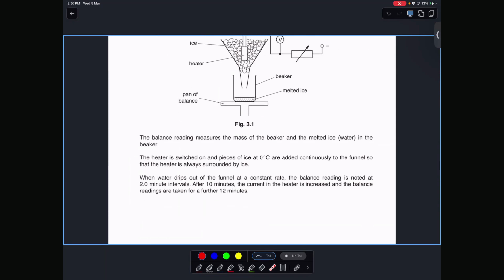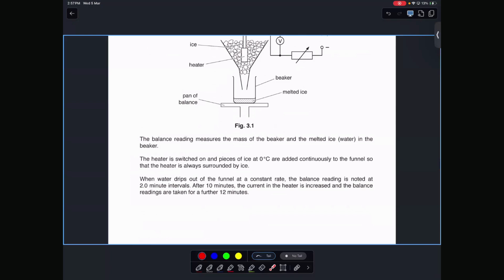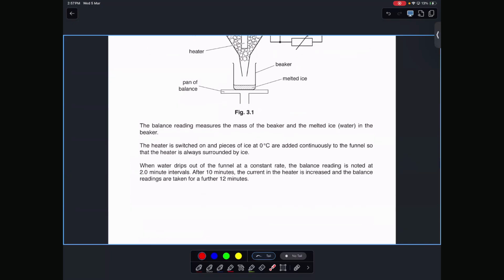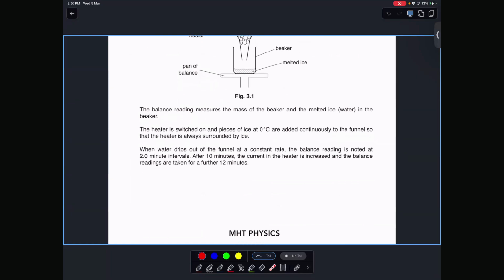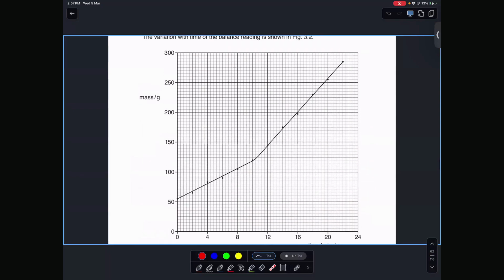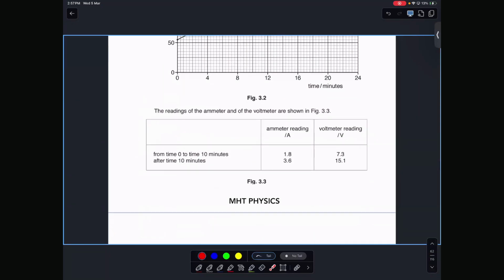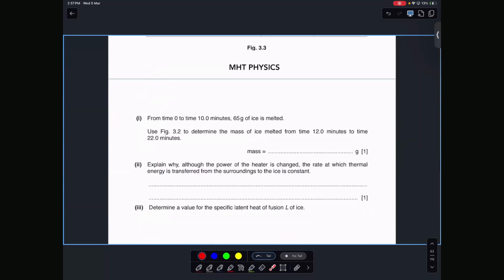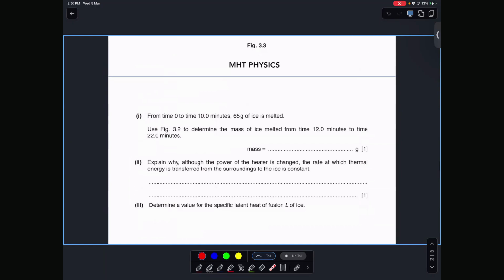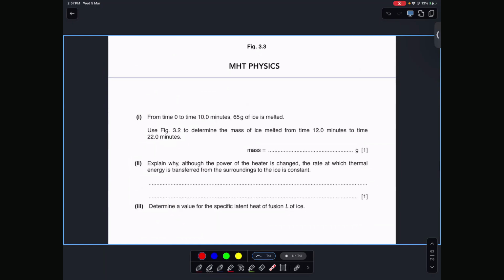The balance reading is noted at 2-minute intervals. After 10 minutes, the current in the heater is increased and the balance reading is taken for a further 12 minutes. So 10 plus 12, 22 minutes total. However, this is the whole graph here. এখানে বলছে that the readings are provided here. First 10 minutes ammeter reading, voltmeter reading. After 10 minutes, the readings are different. So দুইটা গ্রাফ আসছে এখানে. From 0 to 10 minutes, 65 grams melted. Use figure 3.2 to determine the mass of ice melted from 12 minutes to 22 minutes.